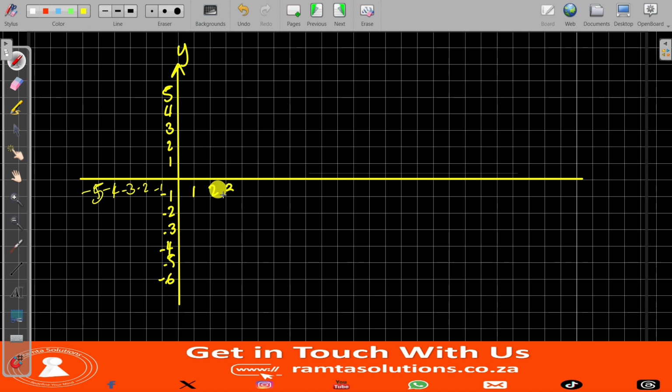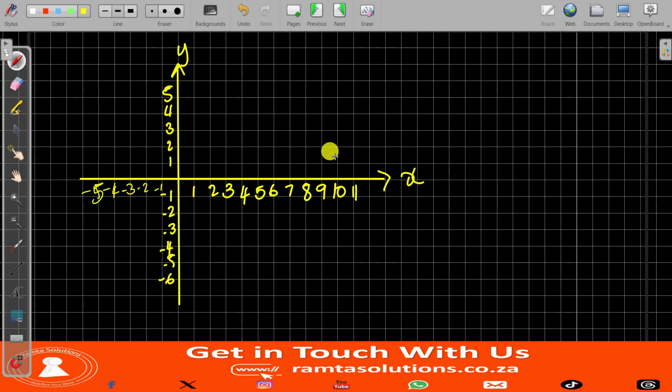Now the x values: 9, 10, and 11, right? Okay, all right. Now we have x values here.